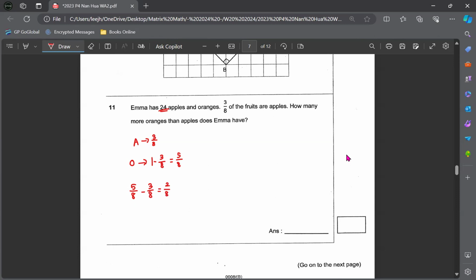Before that, we know that the total is 24, which means 8/8 represents a value of 24. That's the total, which is one whole. So look for 1/8: 24 divided by 8 is 3. I want to find how many more oranges than apples, so I'm looking at finding the value of 2/8. 2 times 3. The answer will be 6 more oranges. Right here, 6 more oranges, maybe just write at the bottom if you don't have any space. Okay, 6 more oranges. That's your answer.